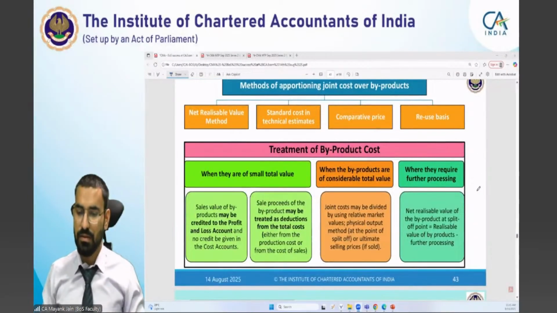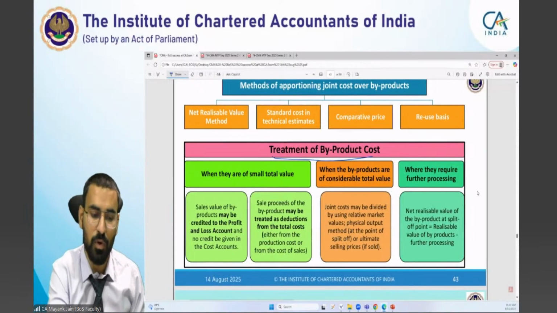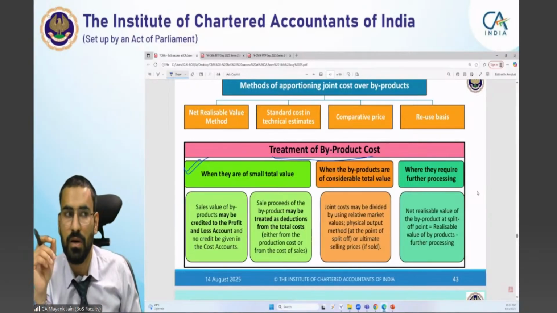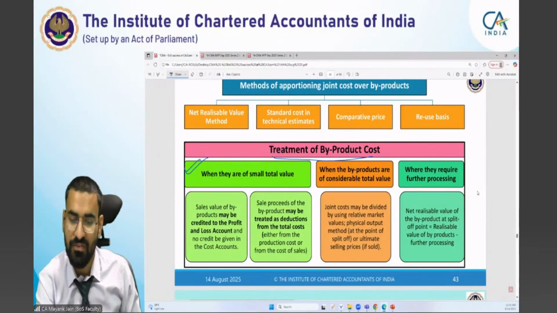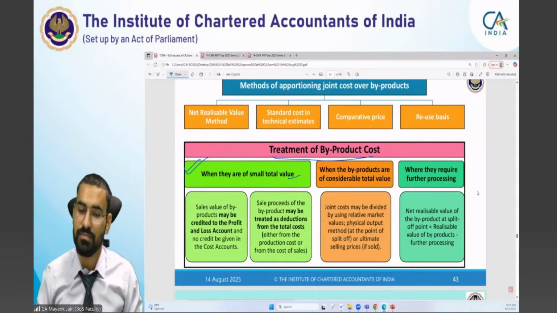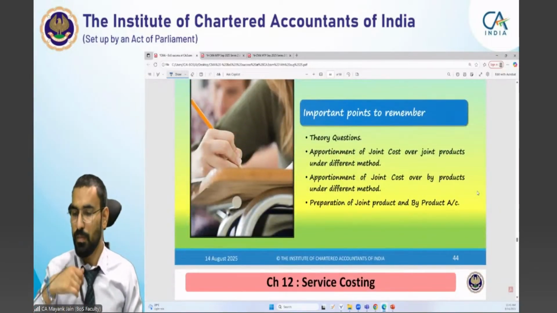And treatment of byproduct, this is one of the most important areas from the point of view of theoretical questions, and the joint and byproduct chapter. If they are of small value, or if they are of some considerable total value, if they require further processing, how it is treated in the cost accounting. So these are some of the important points to remember.